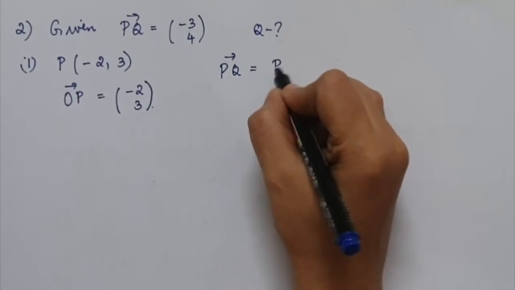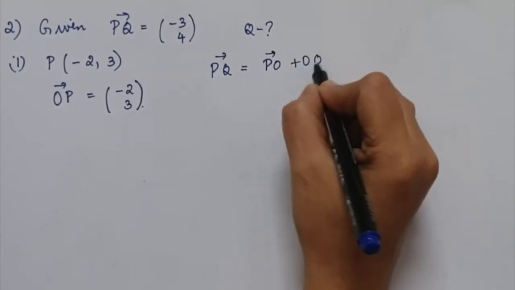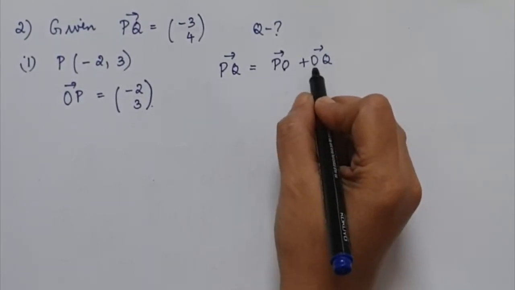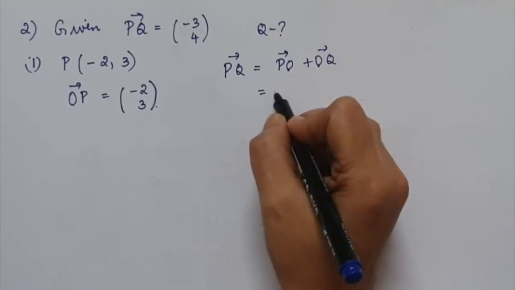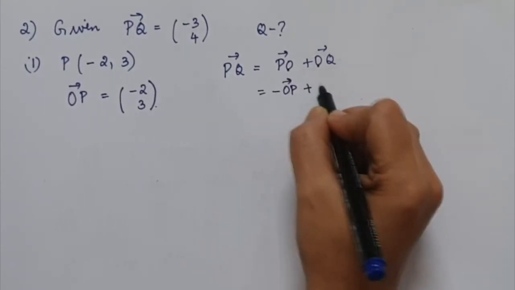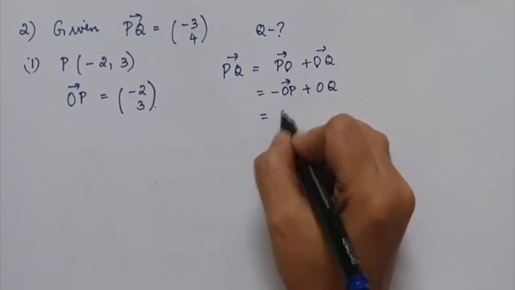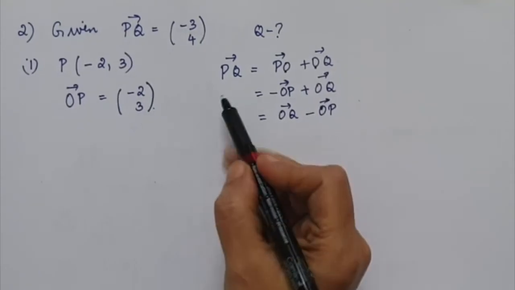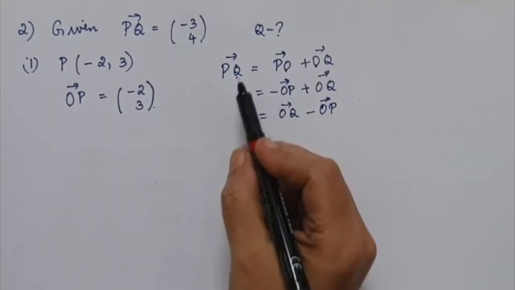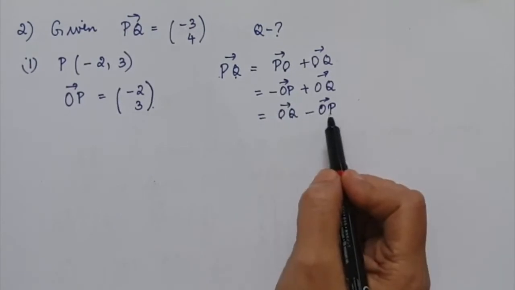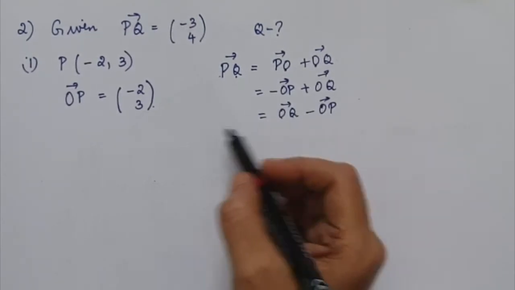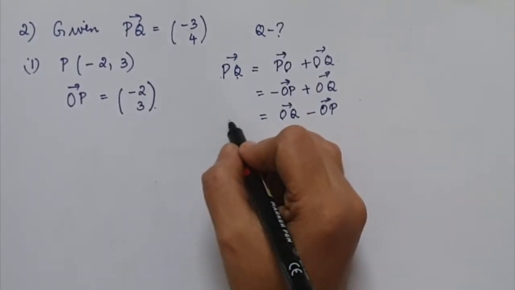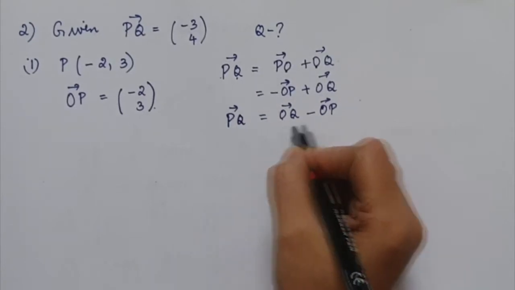PQ, we can write it as PO plus OQ. Always we insert an alphabet in between. Whatever alphabet we write here, we write it over here. Or this can be written as minus OP plus OQ. So it will be equal to OQ minus OP. Always remember that vector PQ will be equal to the second one, OQ, minus the first one, OP. Now we know OP and we can find OQ. That is, PQ will be equal to OQ minus OP.